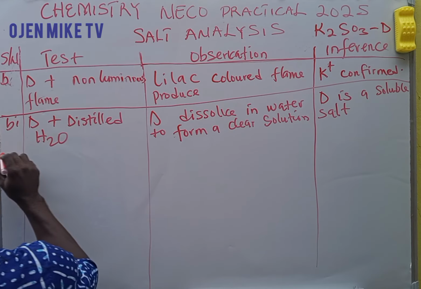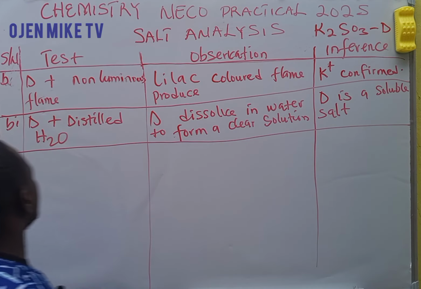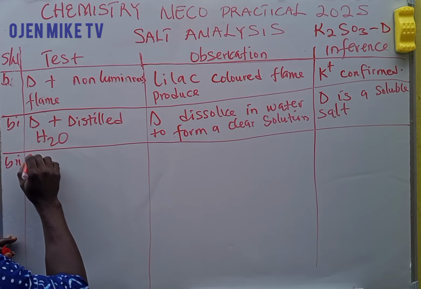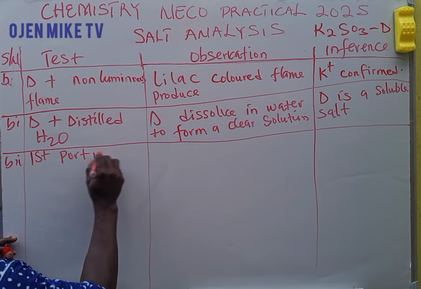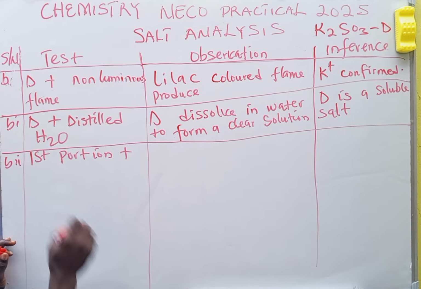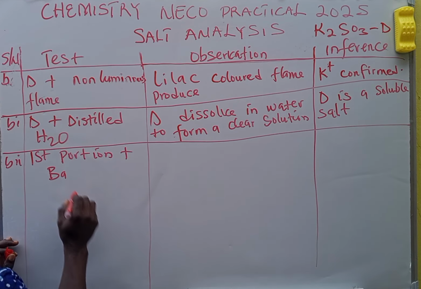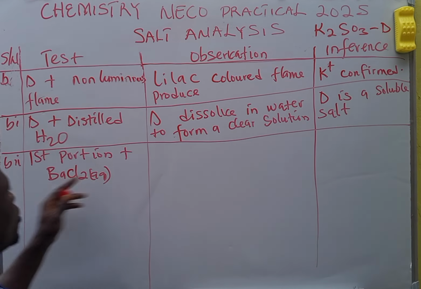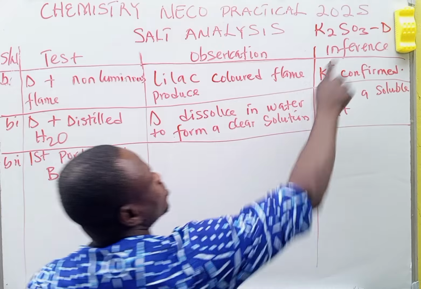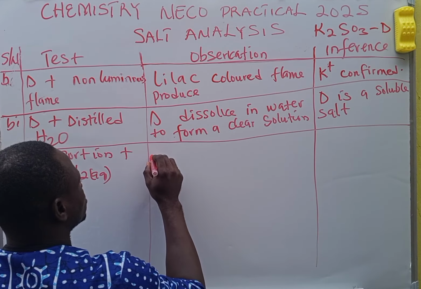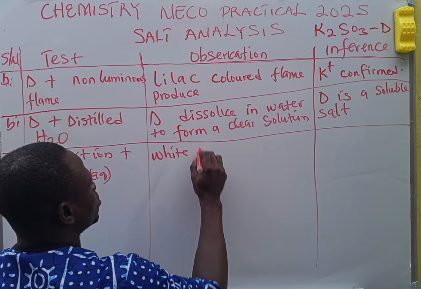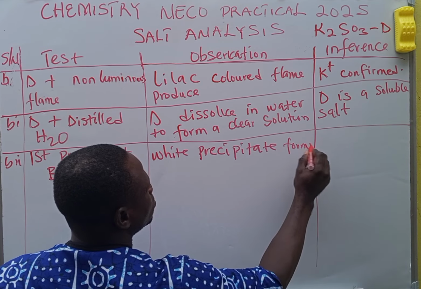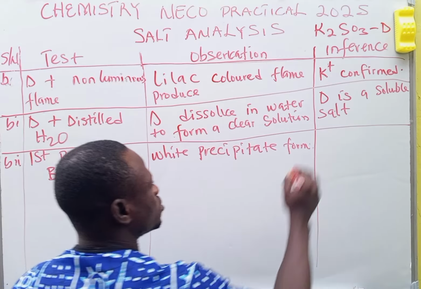Now you'll be asked to use this solution. First portion, plus what you are going to ask first is barium chloride. When you add barium chloride to any solution that contains sulfate or sulfite, what you are going to see is a white precipitate formed. White precipitate is formed.